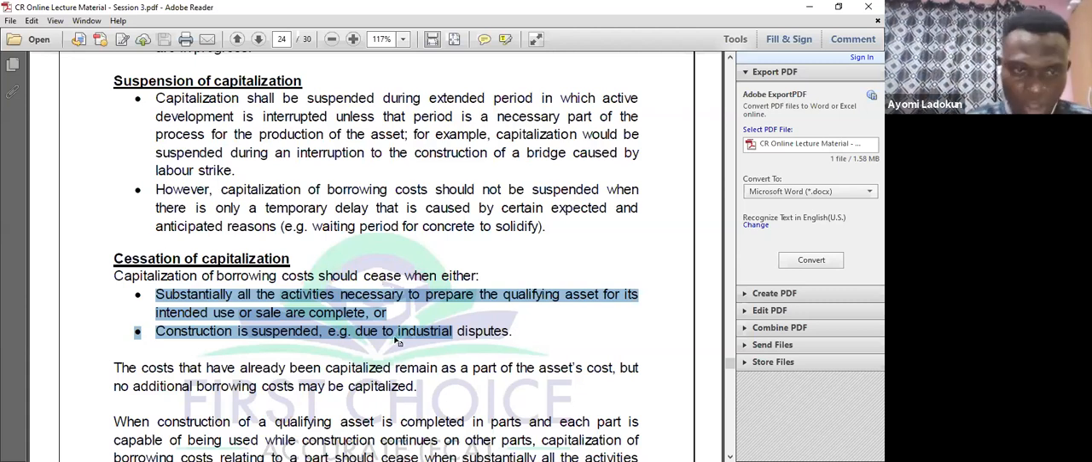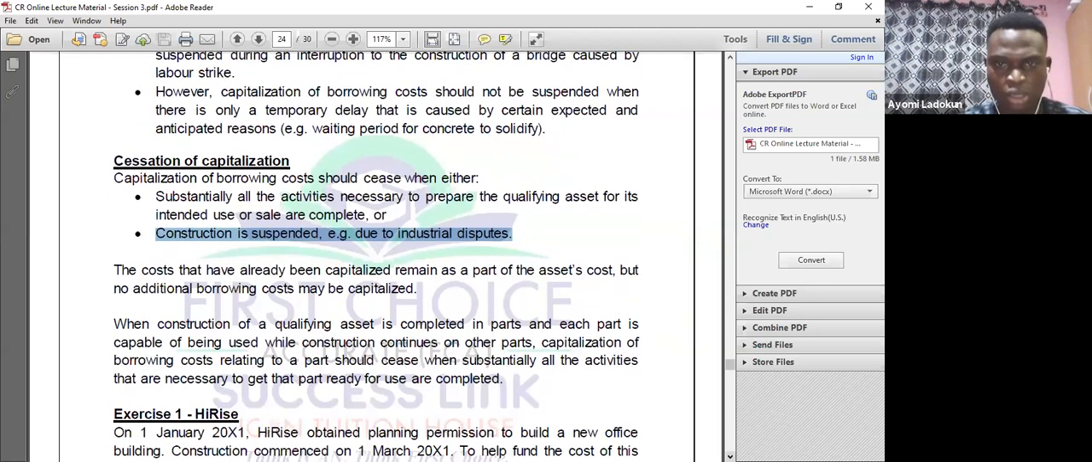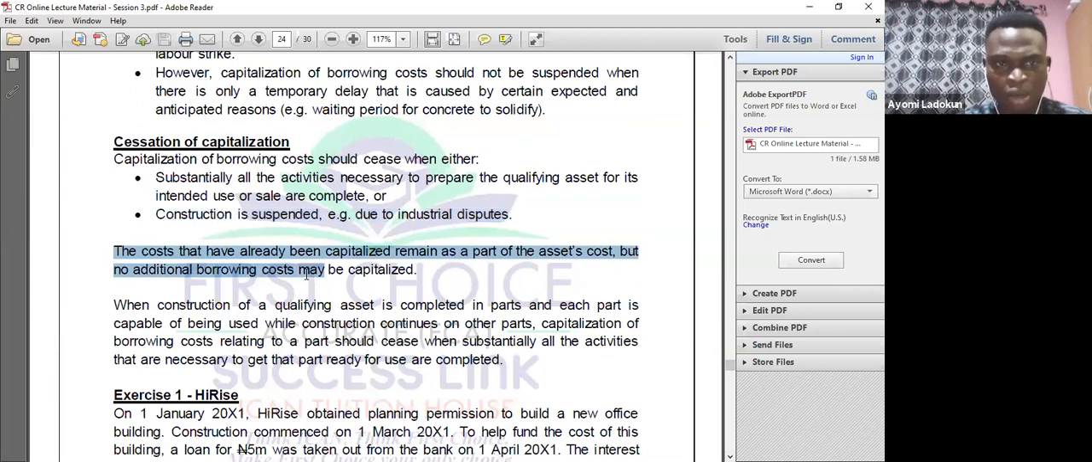Or when construction is suspended due to industrial dispute. For example, you took a loan to construct a bridge on behalf of the government. All of a sudden, there was this industrial dispute or maybe political issue, and it was abandoned. In that case, you have to stop borrowing costs. The costs that have already been capitalized remain part of the asset cost, but no additional borrowing cost may be capitalized, even if you resume later. You can't really do that.